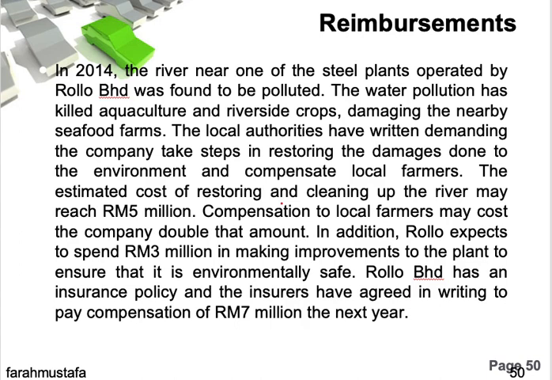Okay, so the local authority require the company to restore the damage. So the estimated cost of restoring and cleaning up the river may reach 5 million. The compensation to local farmer may cost the company double that amount. So there are two things that the company need to do: to restore and clean the river, and then to compensate the local farmer. In addition, Rollo expects to spend 3 million in making improvement to the plant to ensure that it is environmentally safe. And then improve pula plant tu supaya in future tak berlaku lagi pollution.